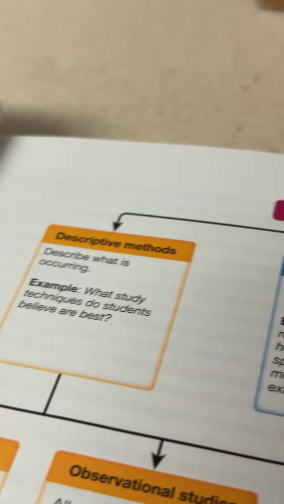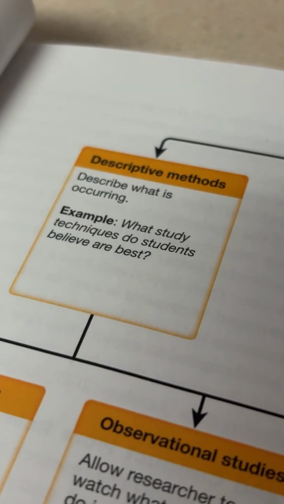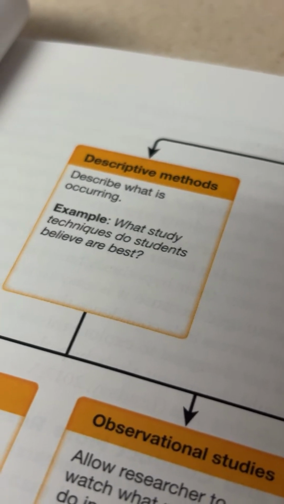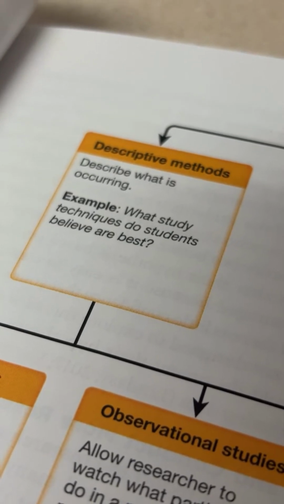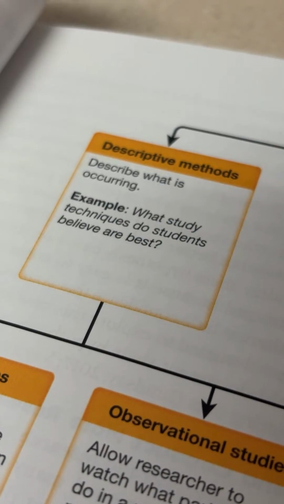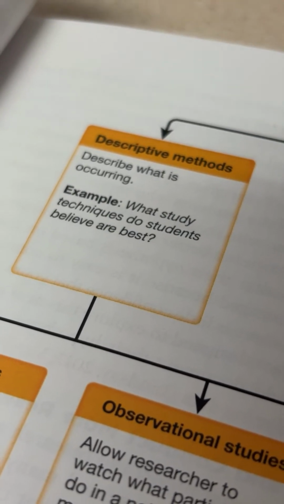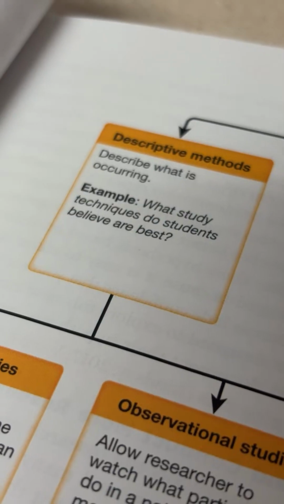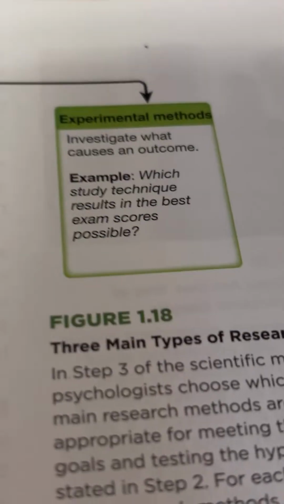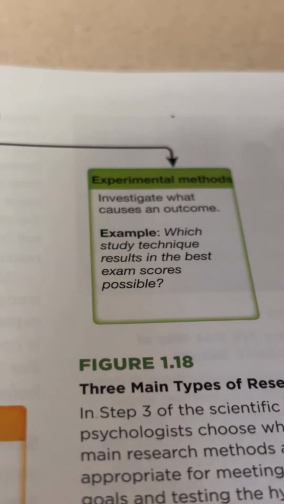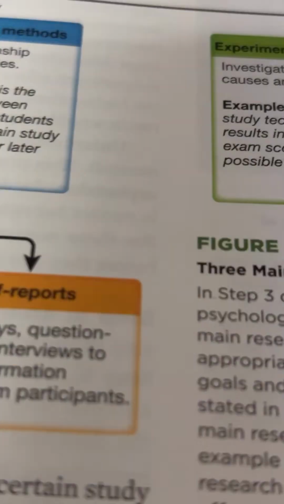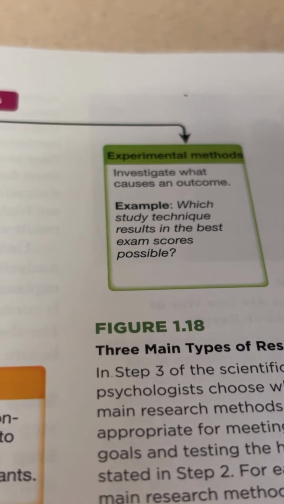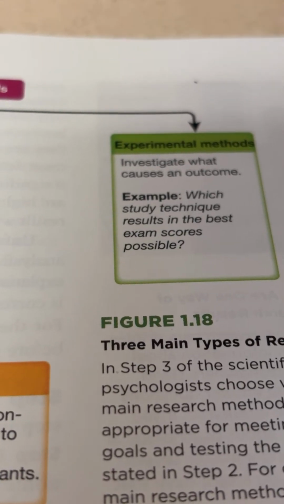Let's go to the left, guys, because politics. Descriptive methods describe what is occurring. Example: what study techniques do students believe are the best? And then we go to the green in the far right. Experimental methods investigate what causes an outcome. Example: which study techniques result in the best exam scores possible?